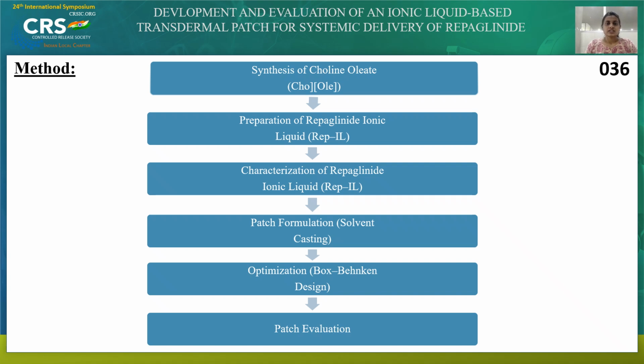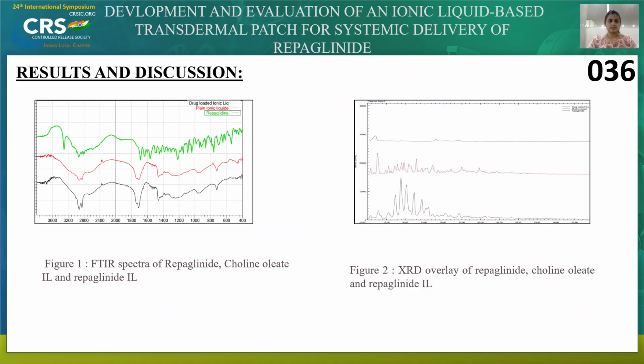Moving forward, the methods. We first synthesize choline oleate and prepare repaglinide in an ionic liquid form. Then, after confirming its properties, we make a patch and optimize it using the Box-Behnken design. Finally, we evaluate the patch. Then, moving forward, the results and discussion.